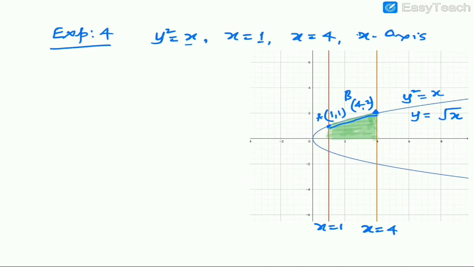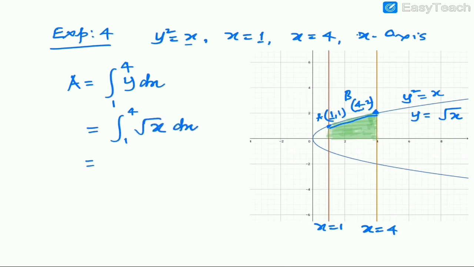Since the area is along the x-axis, we take only the ordinates, 1 for the lower limit and 4 for the upper limit. So the required area A is equal to the integral from 1 to 4 of y dx, and here y is root x dx. Therefore the integration of root x is x^(3/2) upon 3/2 from 1 to 4.